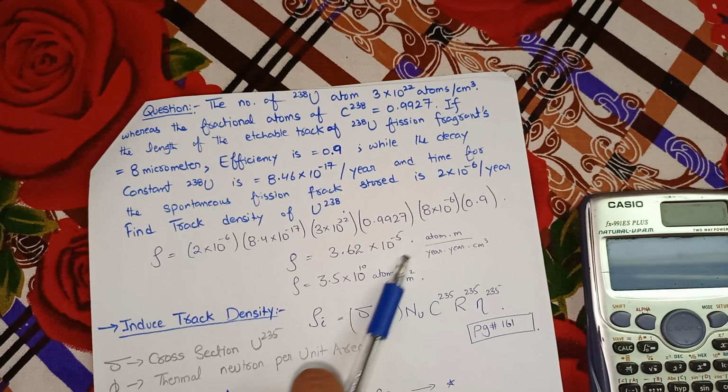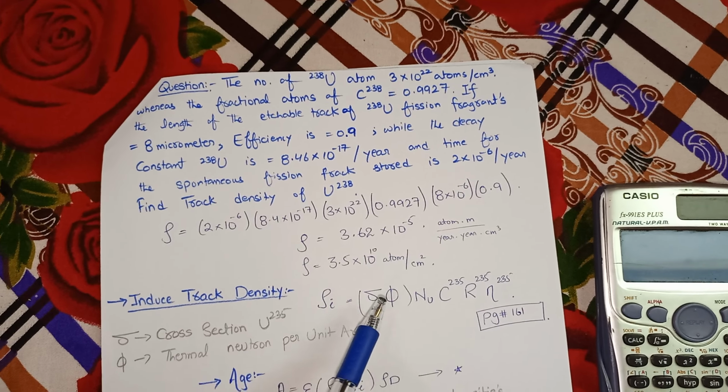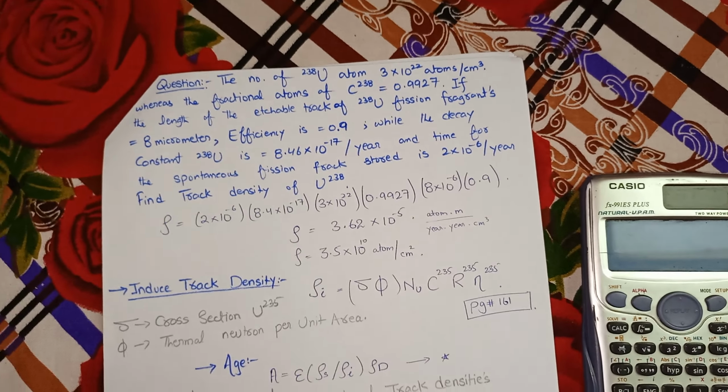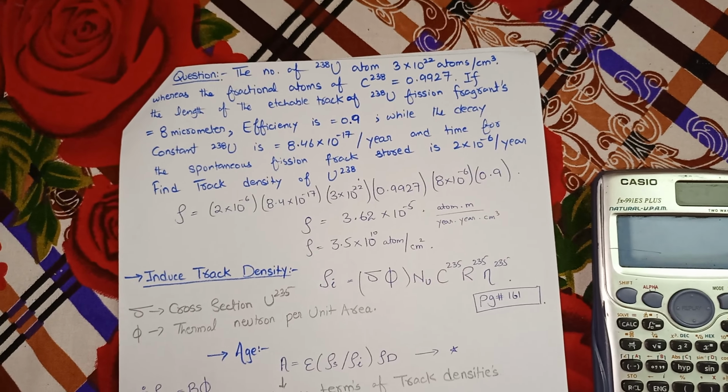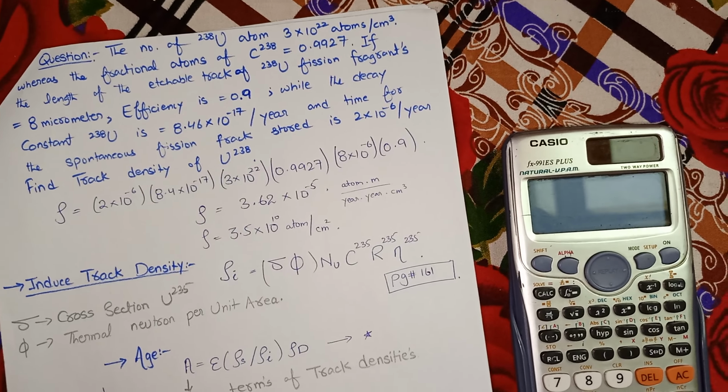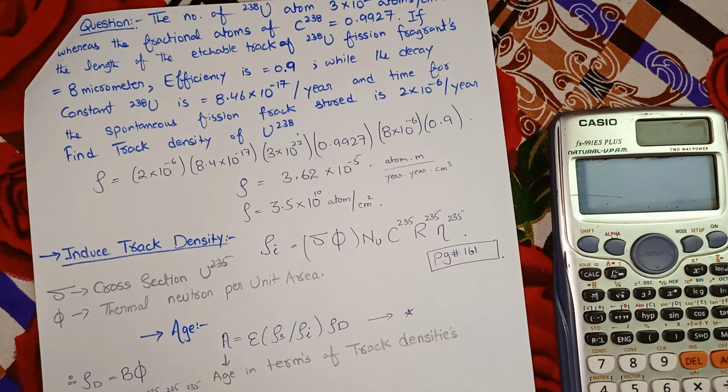And lastly the efficiency, which is 0.9. After multiplying, you will get your answer: the spontaneous track density is equal to 3.62 into 10 raised to power minus 5 atoms per centimeter square. Understood? Okay.